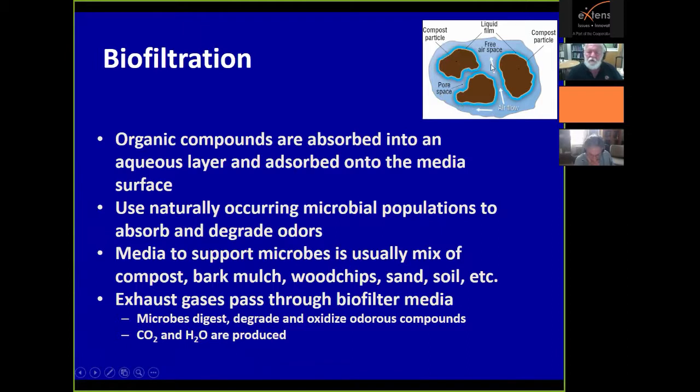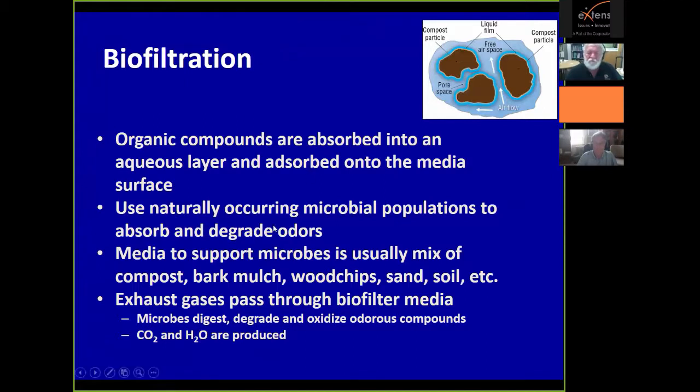We have air flowing between the particles. We have microbes living in a thin layer of moisture around each particle called a biofilm. And the oxygen transfer across that biofilm is what gives the microbes the oxygen they need to breathe. Well, we have the same process going on in a biofilter. The organic compounds are absorbed into this aqueous layer, this biofilm around each particle, and are absorbed onto the media surface. The microbes then degrade. By biodegrading those odors, they reduce them.